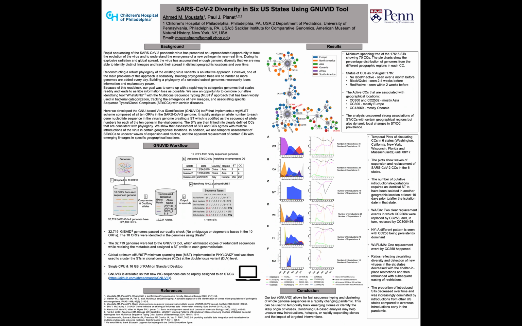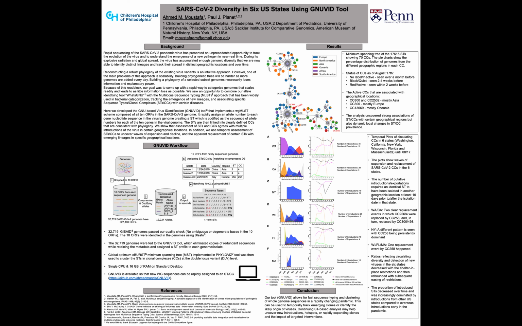SARS-CoV-2 genome sequencing has presented a unique opportunity to track the evolution of the virus in near real time. Reconstructing a robust phylogeny of the existing virus variants is an intuitive approach. However, one of the main problems of this approach is scalability. Building a phylogenetic tree will be harder as more genomes are added every day.